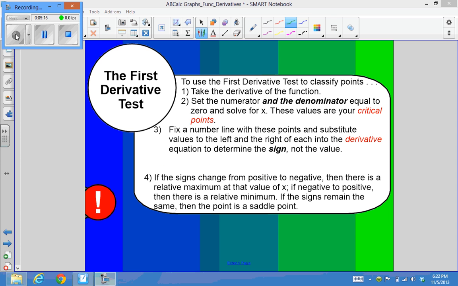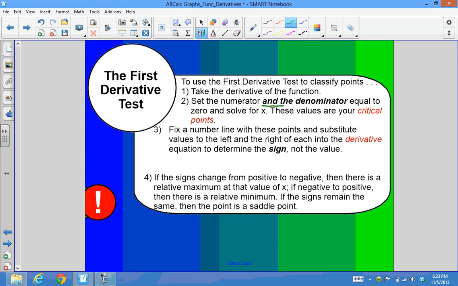Okay, so let's take a look at our first derivative test. To use your first derivative test in order to classify points, what you want to do is take the derivative of your function, set your numerator and denominator equal to 0, and notice I did say and the denominator. That's a big deal, okay? Set them both equal to 0 and solve for x.